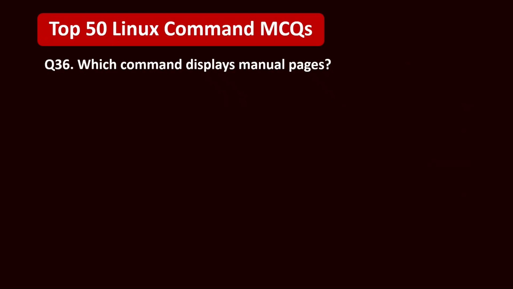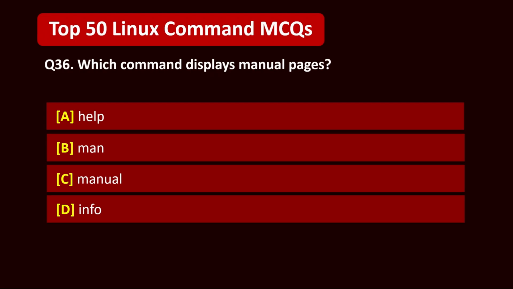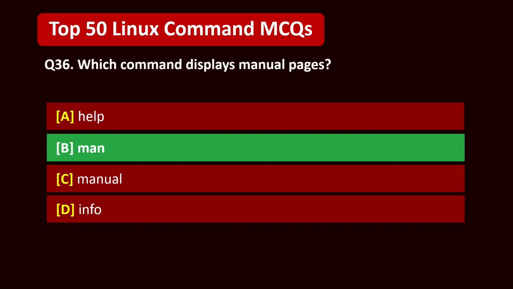Question 36. Which command displays manual pages? A. Help, B. Man, C. Manual, D. Info. 5, 4, 3, 2, 1. Correct answer is B. Man.